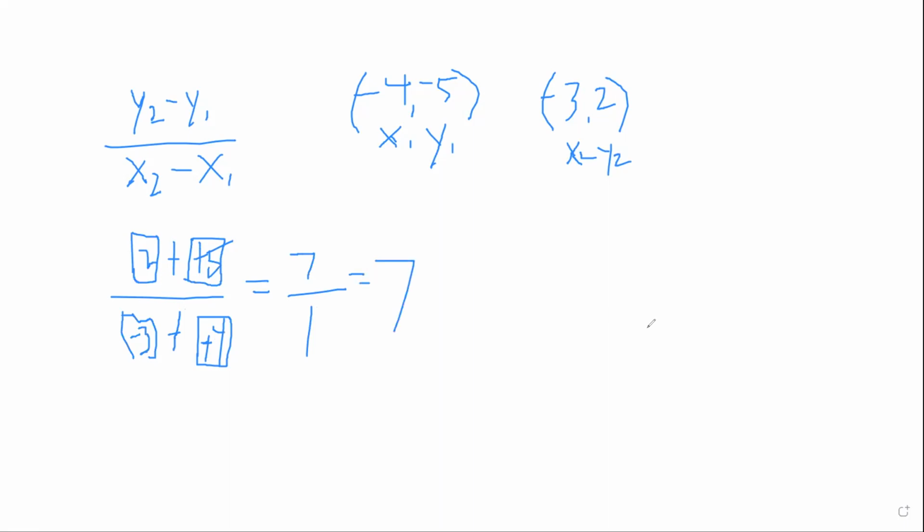So now you have a choice. You can do point slope with either one of these points, or you can keep doing the y equals mx plus b mixture. And you get to choose which point you want to use. It does not matter whatsoever.